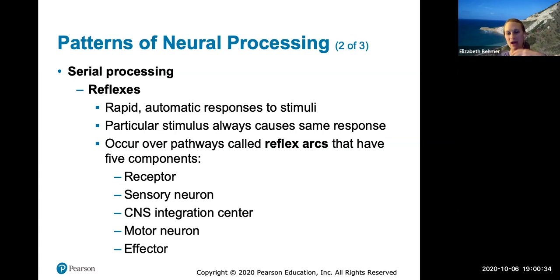So you have different pathways in your body that create an automatic response. So it's extremely quick. And we call these different pathways reflex arcs. There will be 5 components to a reflex arc: the receptor, the sensory neuron, the central nervous system integration center, which sometimes is just your spinal cord, the motor neuron, and then the effector.